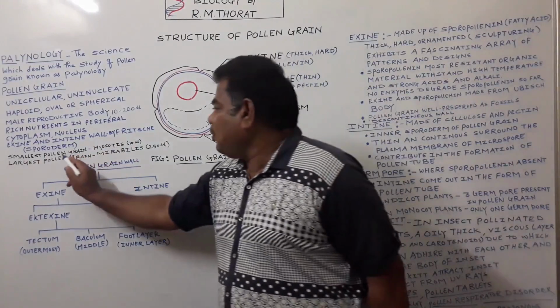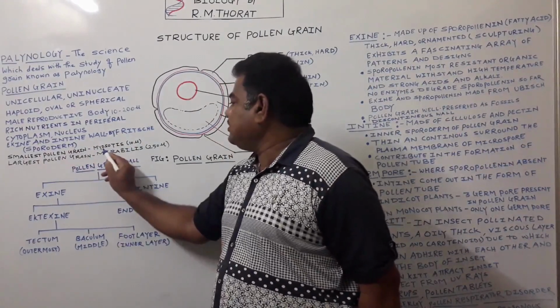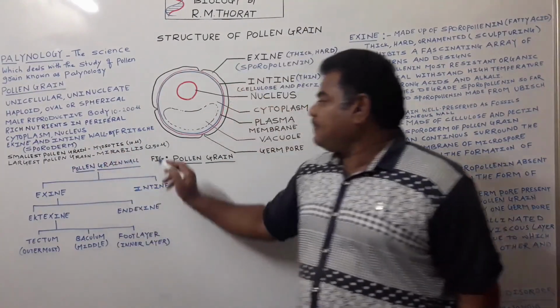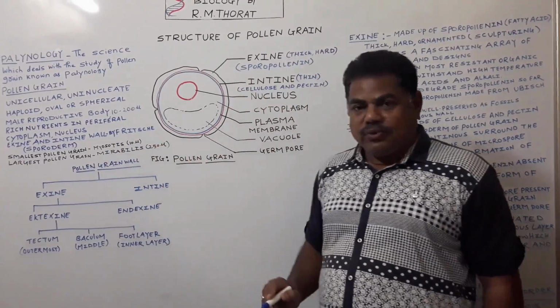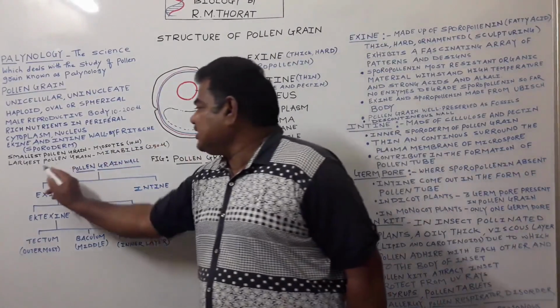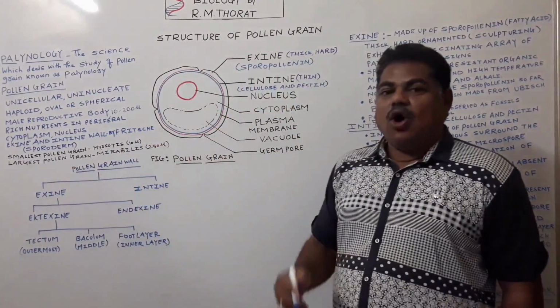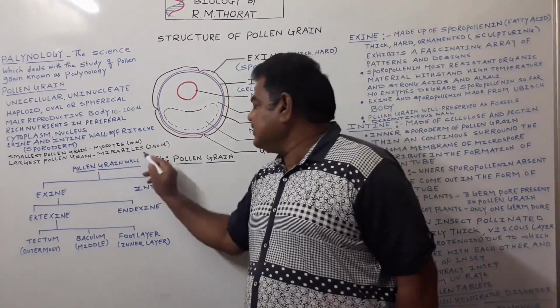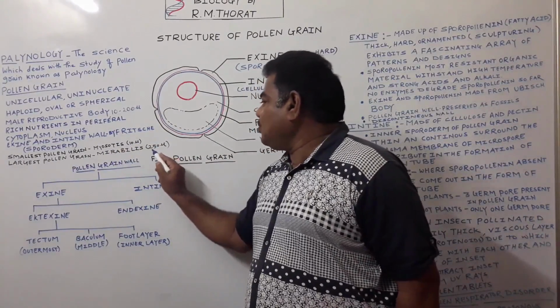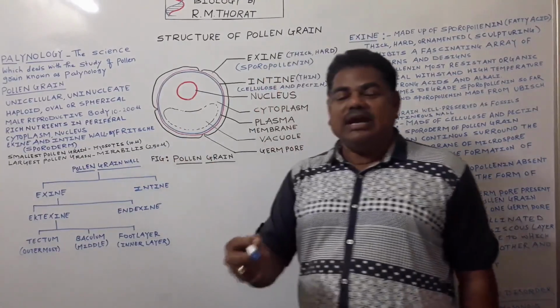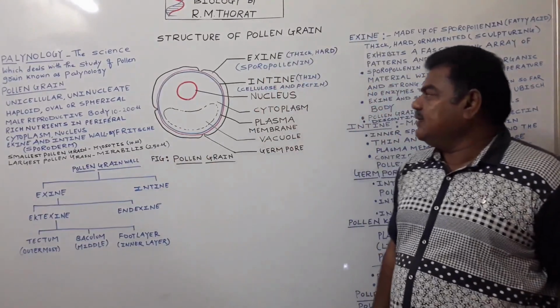The smallest pollen grain is observed in Myosotis, measuring up to 10 mu in diameter, and the largest pollen grain is observed in Mirabilis, which measures up to 250 mu in diameter.